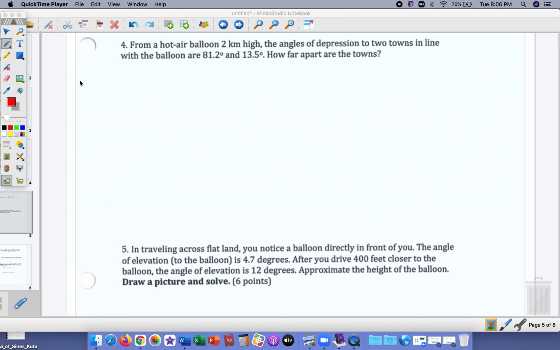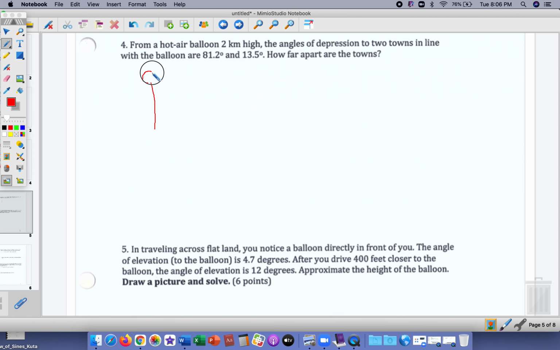So this page, problem number 4 says from a hot air balloon 2 kilometers high, the angle of depression to 2 towns in line with the balloon are 81.2 and 13.5. How far apart are the towns? So we first know that we have a balloon, and we'll write 2 here. And it says that we have angles 81.2 and 13.5.